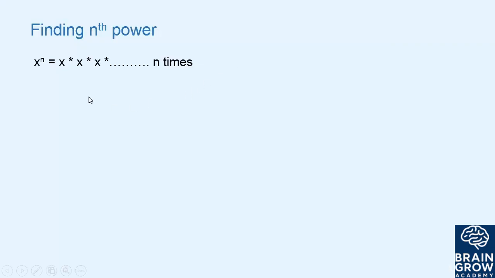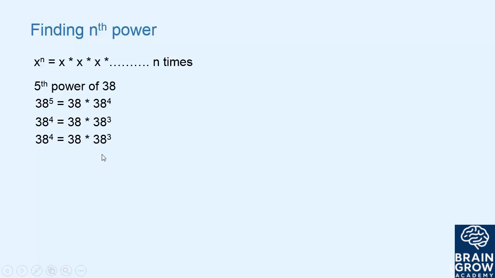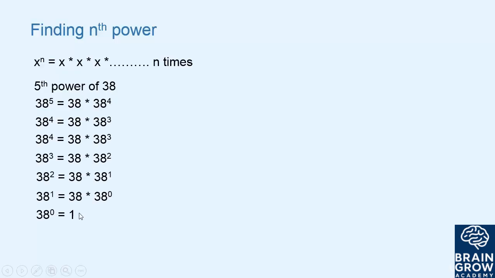In this video, we'll see how to find the nth power of a number recursively. Suppose we have to find fifth power of this number, 38. Now we can write 38 to the power 5 is equal to 38 into 38 to the power 4. And this 38 to the power 4 can be written as 38 into 38 to the power 3. Similarly, we can write these statements.